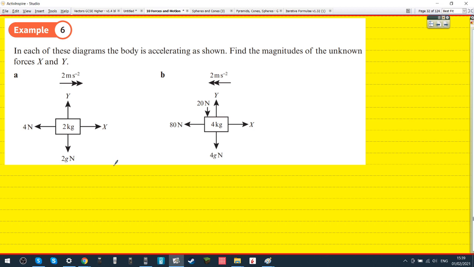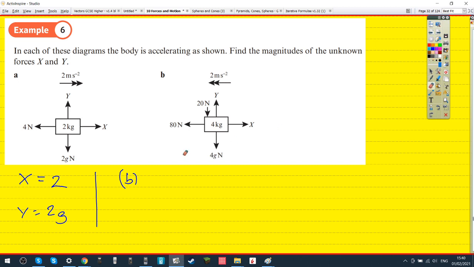Will X be 2? I think it might be, yeah. And will Y be 2g? Y is definitely 2g, yeah. Okay. And so here, will X be 82? Maybe I'm wrong about this. Hang on. I think I might be just guessing a little bit here.